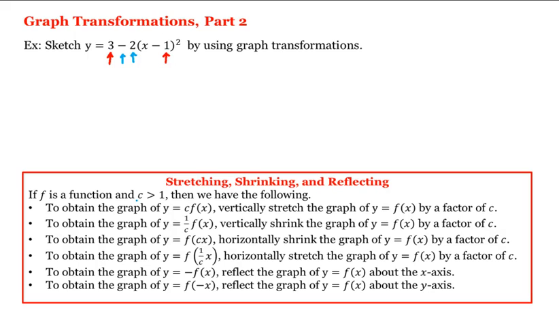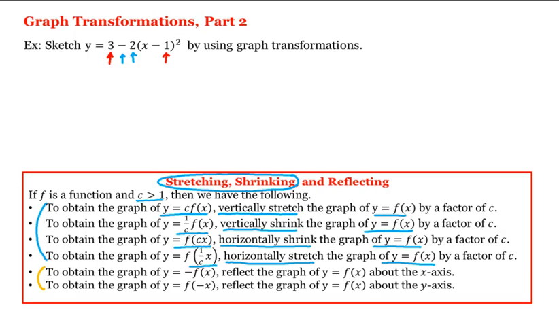That if c is greater than 1, to obtain the graph of y equals c times f of x, we vertically stretch the graph of f by a factor of c. If we divide by c, then we vertically shrink the graph by a factor of c. And if we multiply the x inside the function by c, then we horizontally shrink the graph of f by a factor of c. But if we divide the x by c, then it's a horizontal stretch of this graph. So these four here determine this stretching and shrinking.